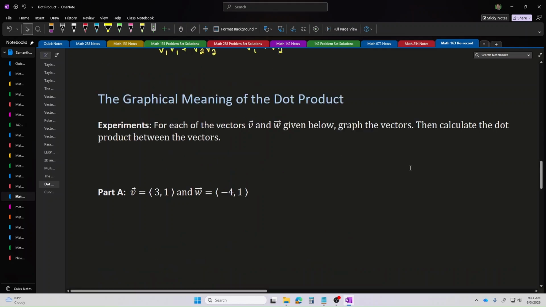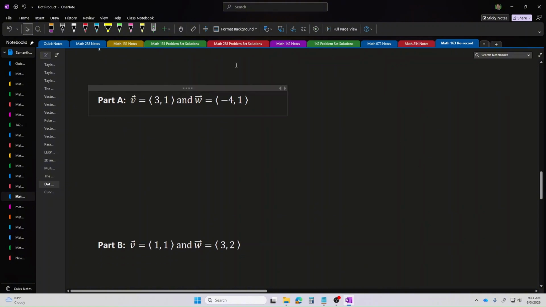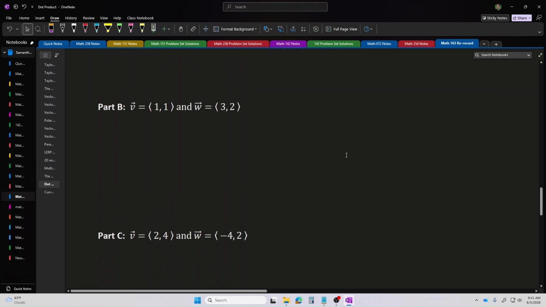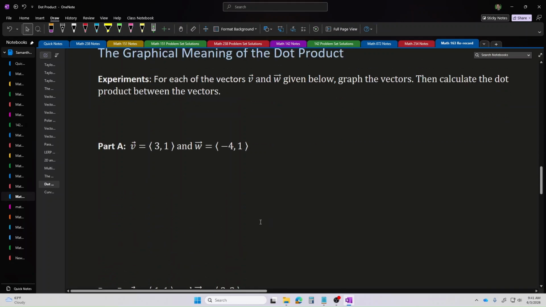Now let's explore what the dot product means and what it tells you about the vectors v and w, specifically how those vectors are graphically related. To that end, let's do some experiments and exploration. We're given a couple of different pairs of vectors v and w. We'll graph those vectors on the xy plane, calculate the dot product between the two vectors, and from those experiments deduce one of the things that the dot product tells us. Here we have the vectors v equals 3, 1, and w equals minus 4, 1.